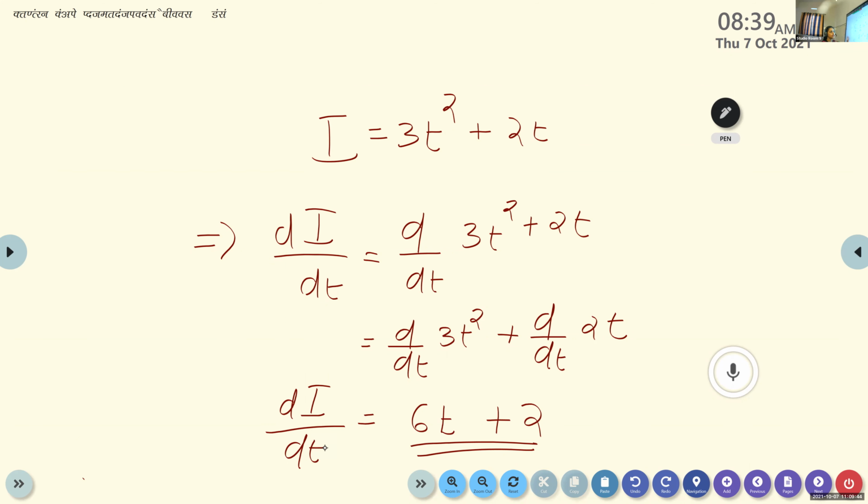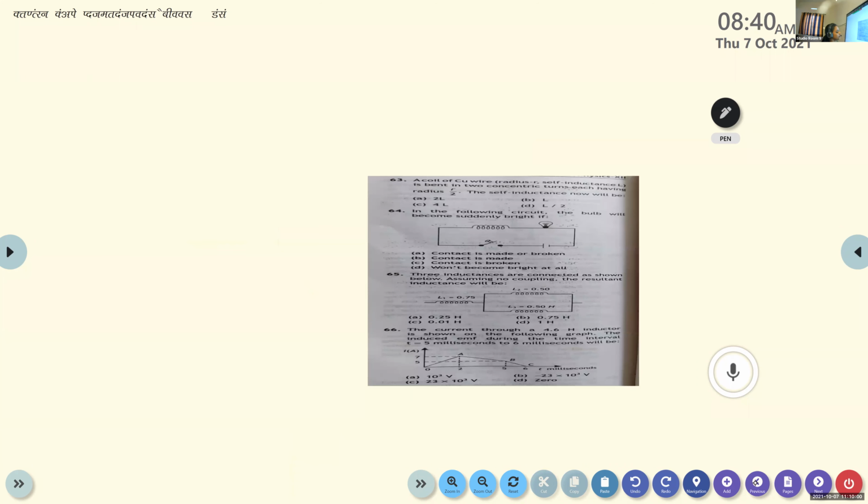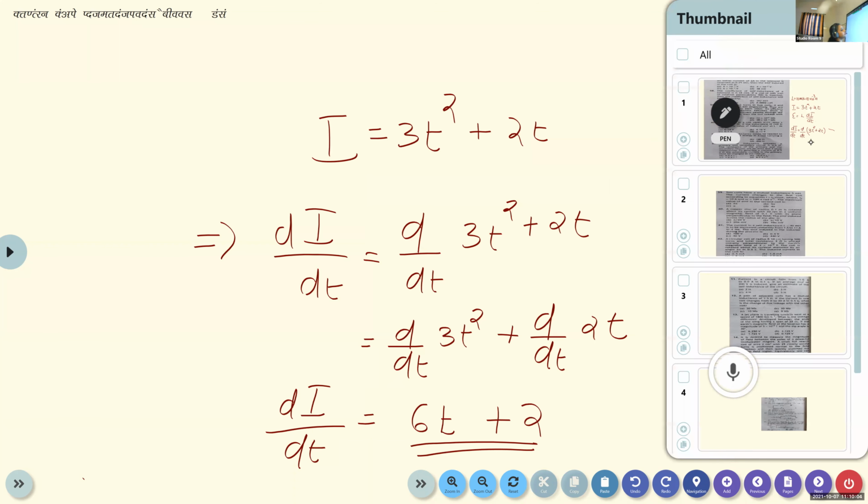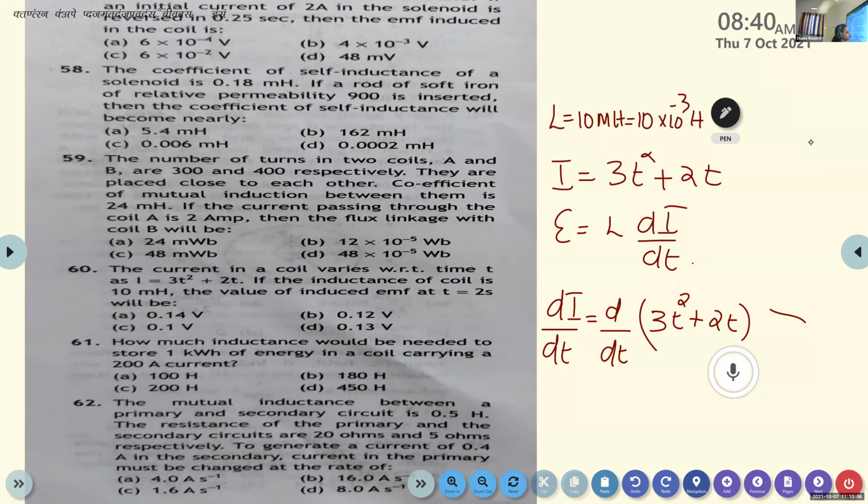So here we need to find the derivative of the given function. The given term is 3t square plus 2t. In order to find the di by dt, find the derivative of each term present in this equation. So di by dt of 3t square plus 2t is 6t plus 2, which implies di by dt is equal to 6t plus 2.